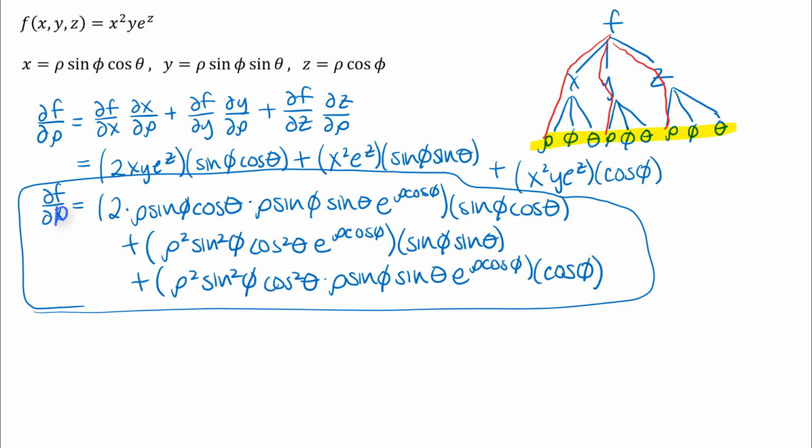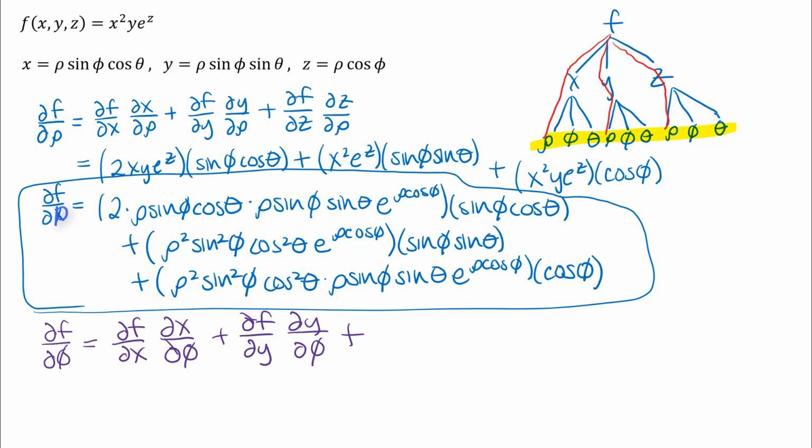Okay, so then I have a couple of other partial derivatives I need to find. So I can find del f del phi. So I'm going to write down that chain rule, and then we'll just let the symbols tell us what to do and find the appropriate derivatives. So we'll have del f del x times del x del phi plus del f del y times del y del phi, and then plus del f del z times del z del phi.